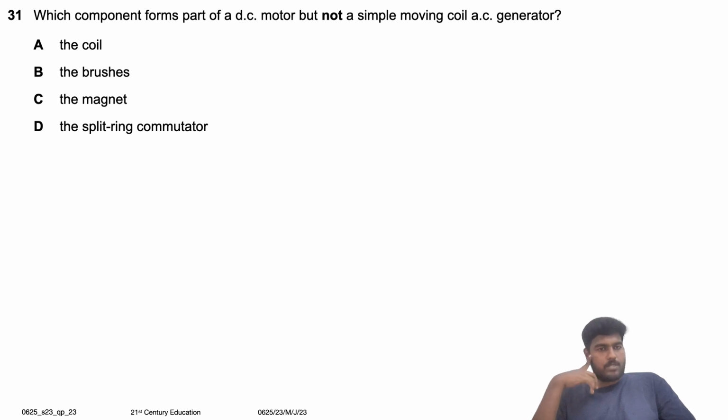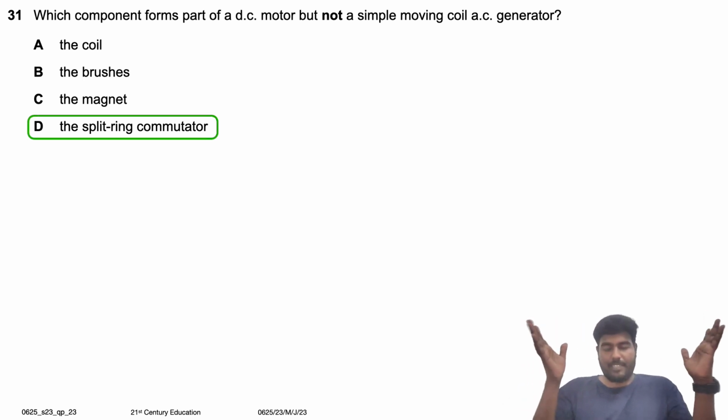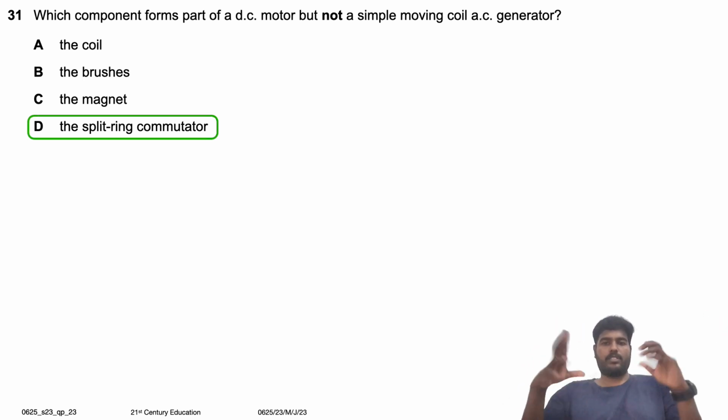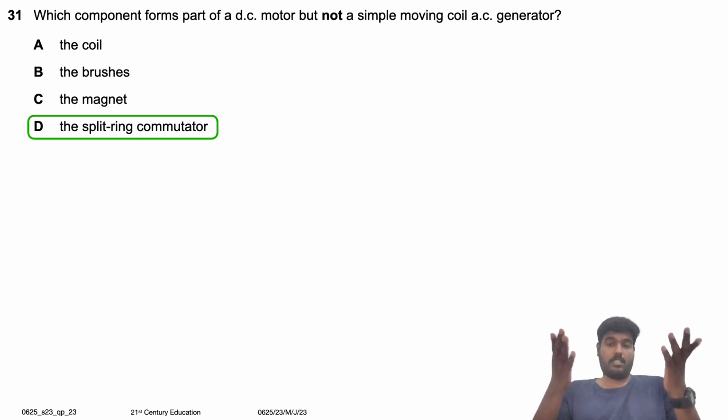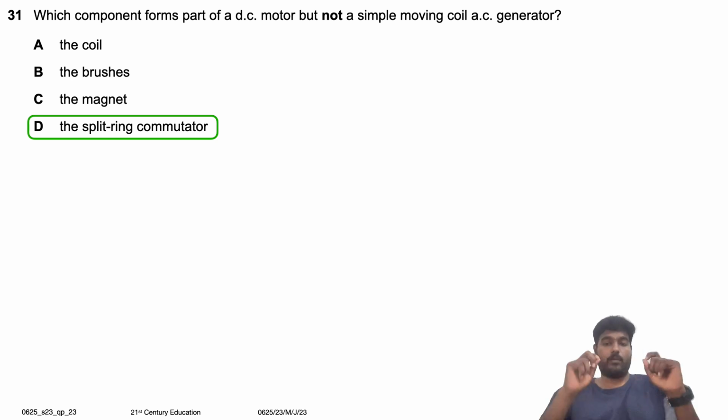Which component forms part of a DC motor but not a simple moving coil AC generator? Split ring commutator. What is the job of the split ring commutator? When the poles are changing, we just have to keep a steady current. Just keep the current in the same direction always. That's all. That's the job of the split ring commutator.